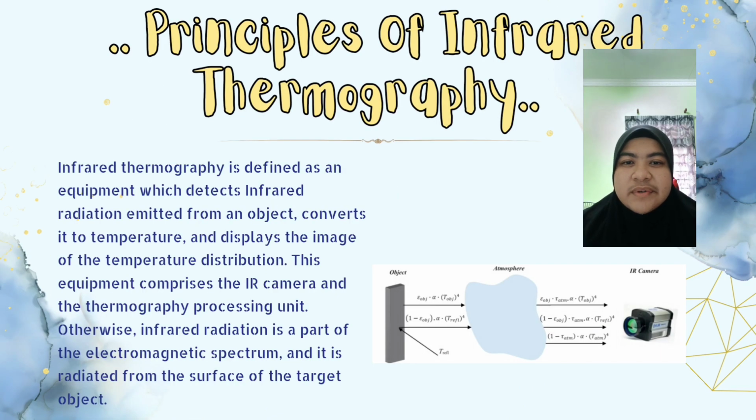List physical variable. First, principle of infrared thermography. Infrared thermography is defined as an equipment which detects infrared radiation emitted from an object, converts it to temperature, and displays the image of the temperature distribution. This equipment comprises the IR camera and the thermography processing unit.